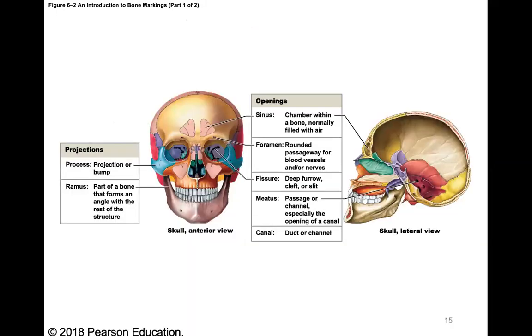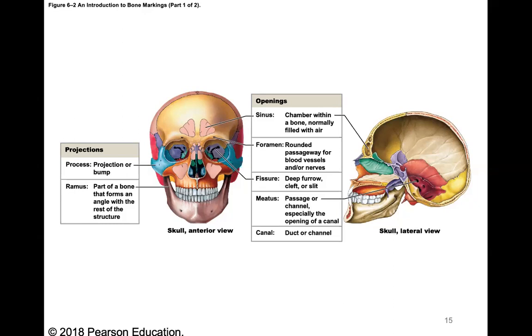And we can see some of these projections or openings. A process is a projection or a bump. Ramus, this is part of a bone that forms an angle with the rest of the structure. Sinuses, these are chambers that are usually within a bone, and they're usually filled with air. We have 5 sinuses present throughout the cranium, okay? And unfortunately, if you're one of the lucky ones, sometimes those open air-filled chambers can get infected, and you get a lot of pressure buildup within those sinuses.